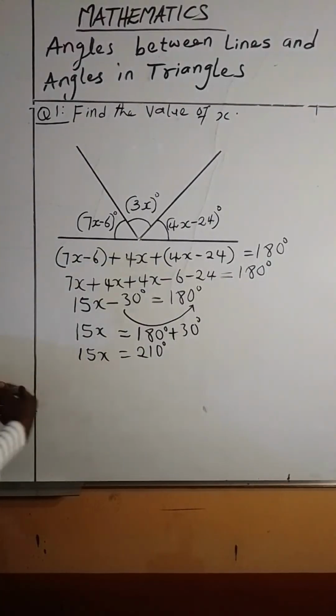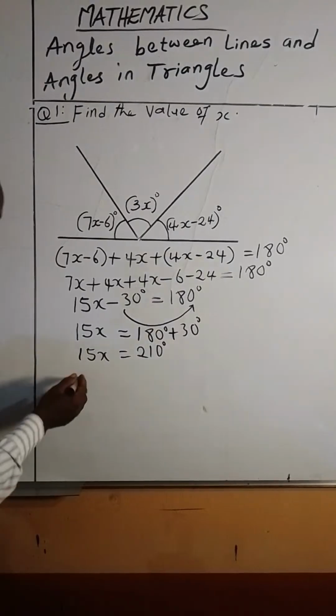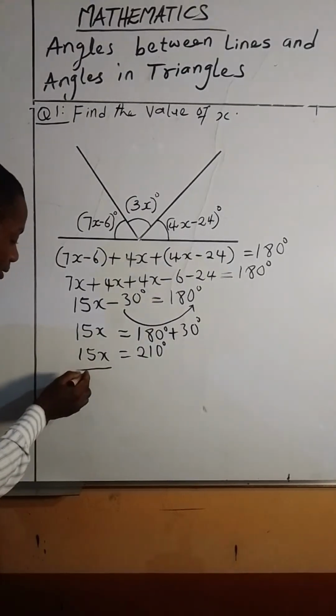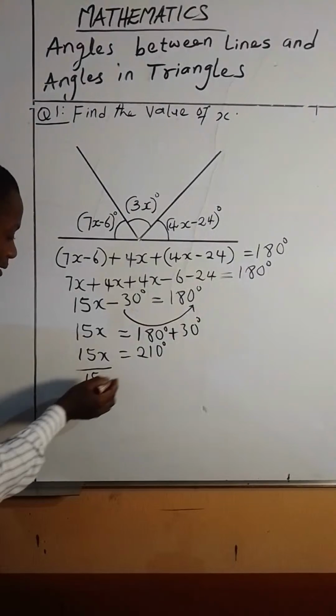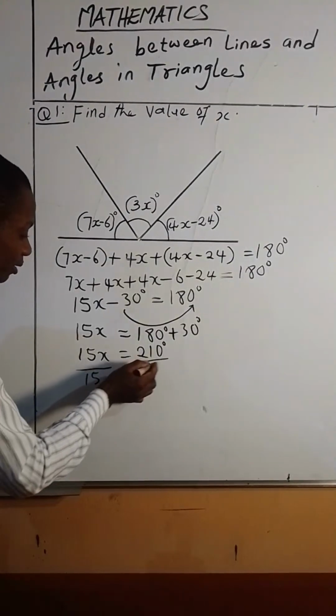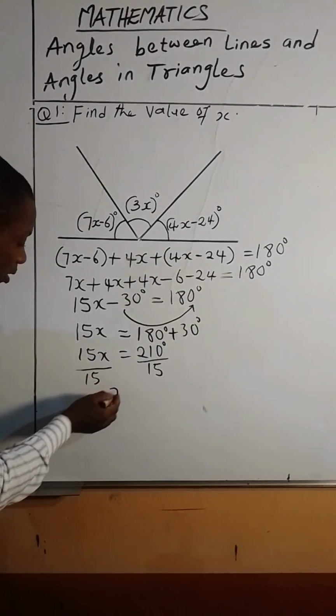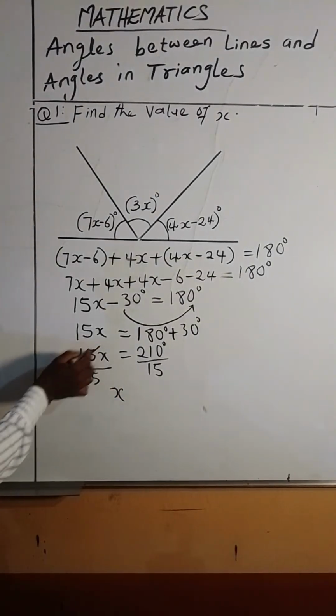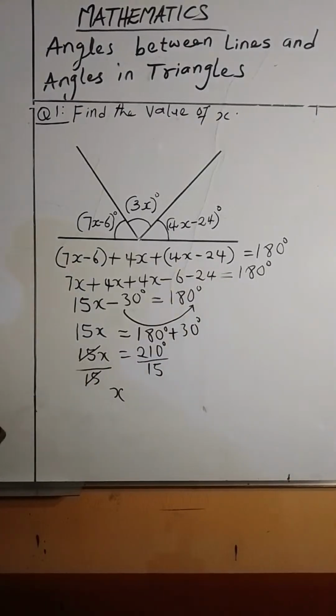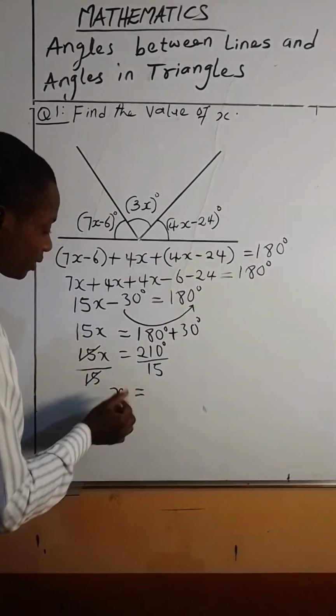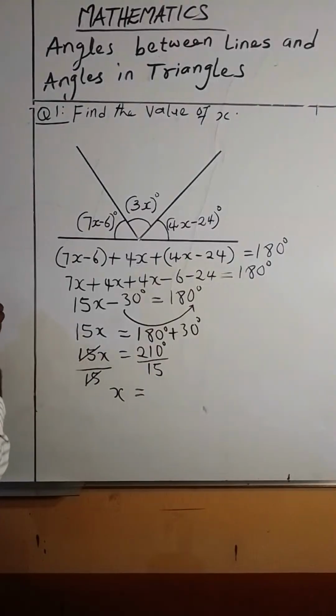Then we can simply divide both sides by 15. So if we divide here by 15, we are going to have this 15 striking themselves out. So we are now left with only x. This 15 will strike this one out. Here we have x.